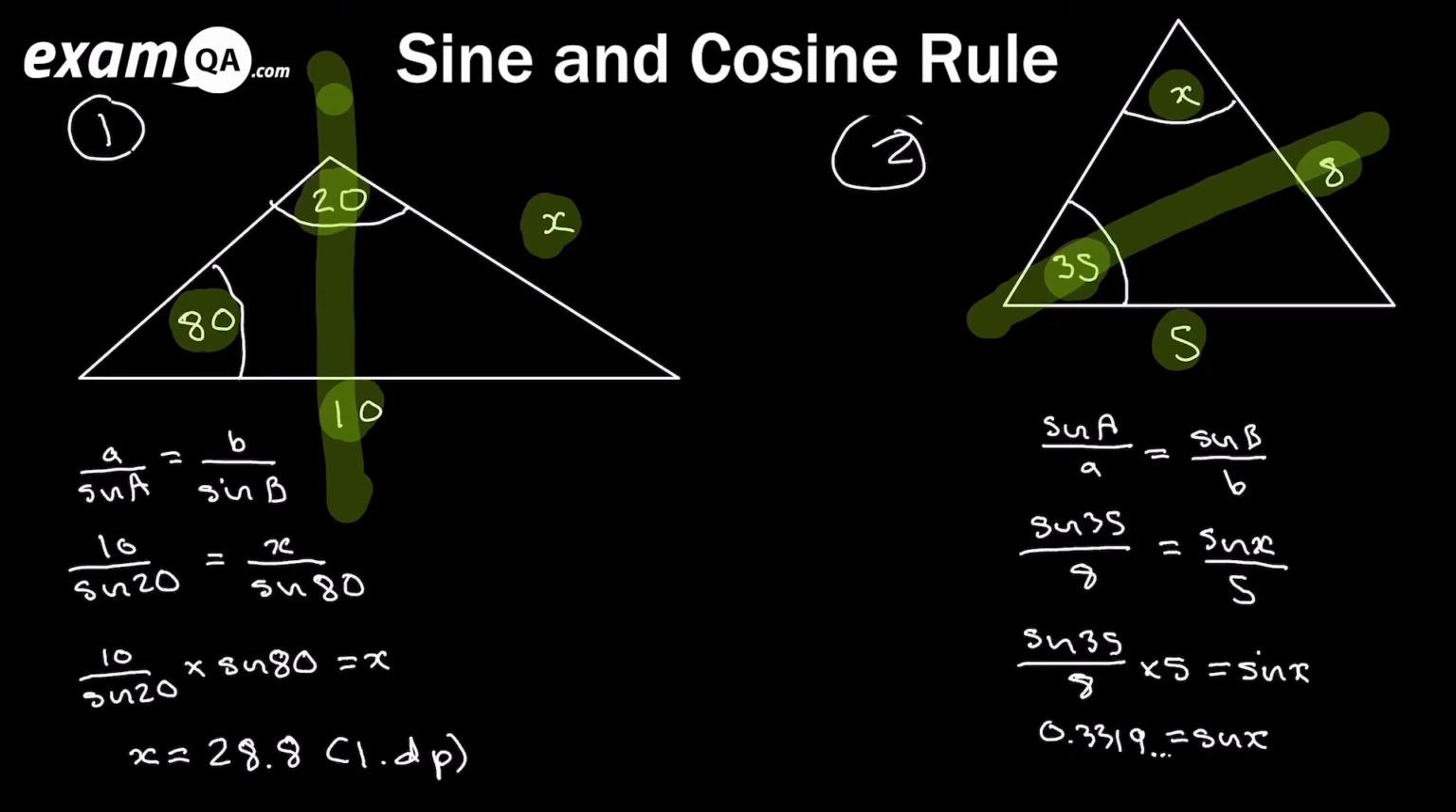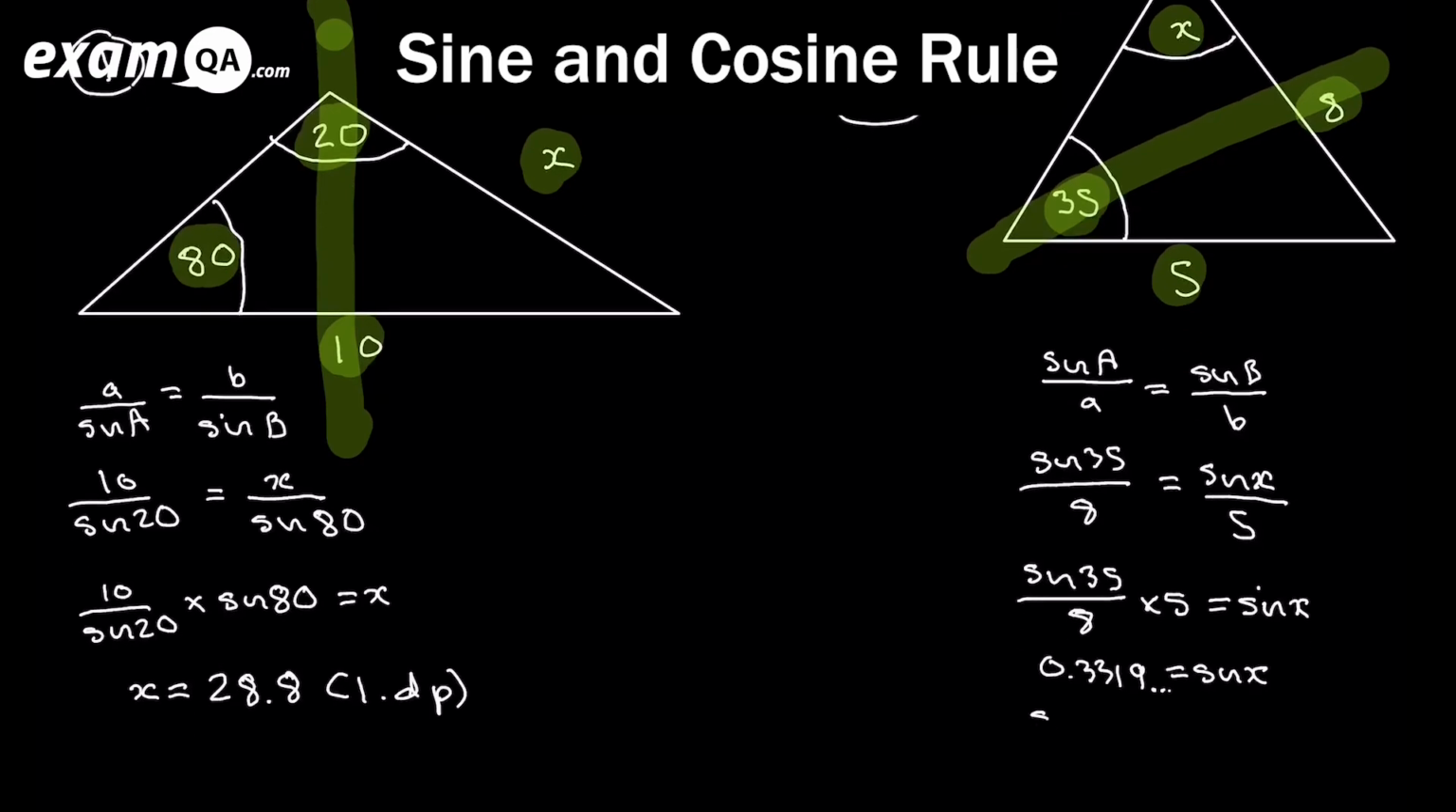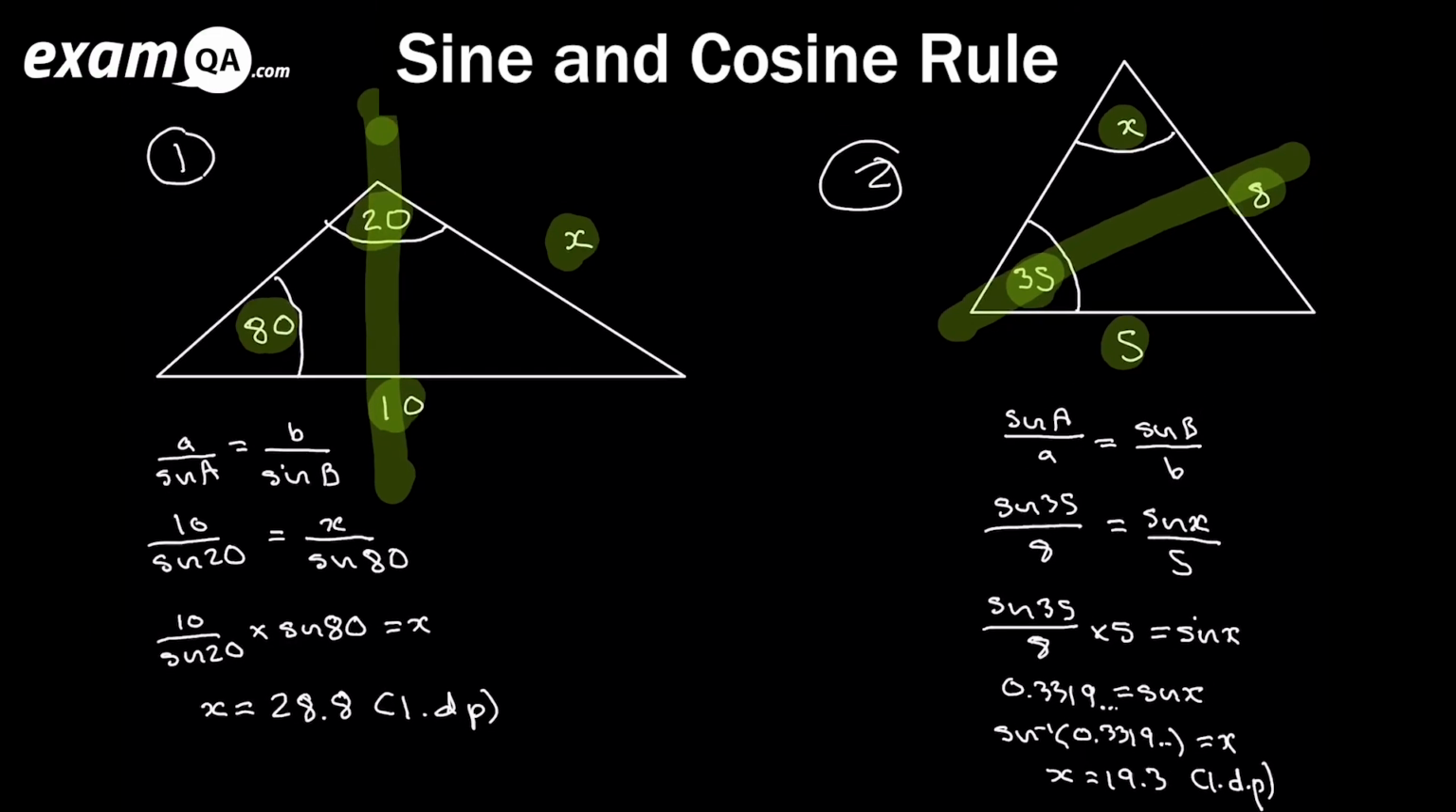Now, of course, you can't separate the sine and the x just by multiplying. You need to do the inverse of sine, the shift sine. So once we do the inverse of sine, we get x is 19.3 to 1 dp. And here we have it, the two scenarios for the sine rule. Now remember, if you don't have one of these two scenarios, you might just need to do a step before it, get one of these scenarios, and then go ahead and use your sine rule.